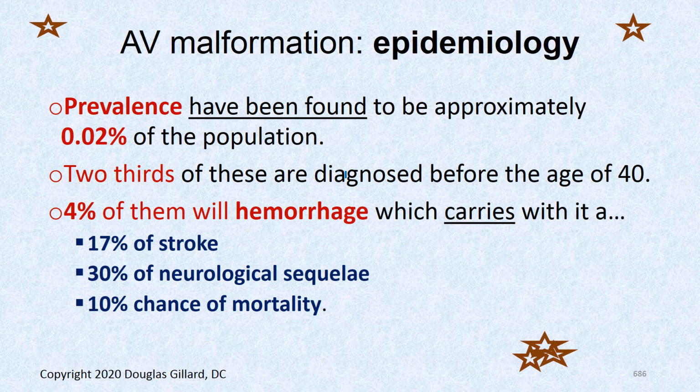Neurosurgeons got to come in and clean that thing up. What's the prevalence? It's rare, but it's twice as common as Marfan syndrome. It's 0.01% of the population. Typically, the problem will show up in 2/3 of the patients before the age of 40. 4% of them hemorrhage. If it hemorrhages, it does carry a risk of stroke. 17% of the hemorrhages stroke out. Neurological sequelae, about 1/3 of them. 10% of them die from this, so this is not a good thing.